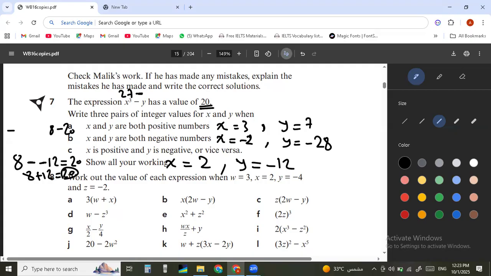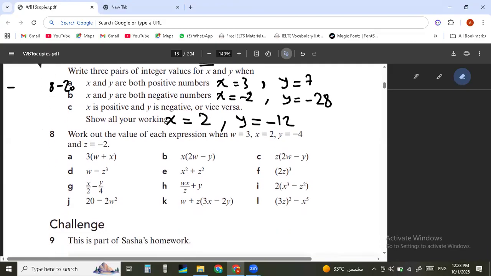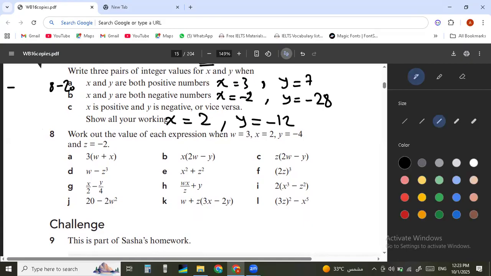Good? That's it. Okay. The next question, let's erase this. It says, when w is 3, x is 2, y is -4, and z is -2. So here, I'm going to do first in the brackets w plus x, which is 3 plus 2, 5, times 3 is 15.